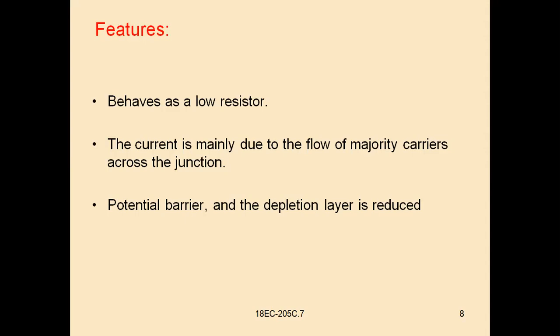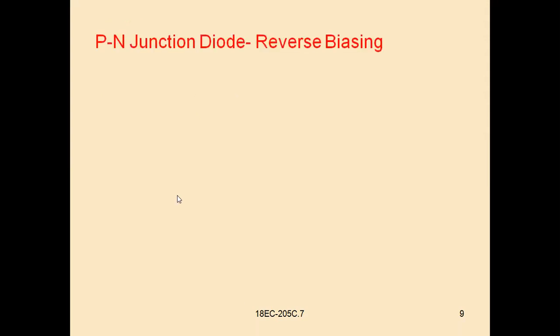Right, we have seen that as the applied voltage increases, the depletion layer decreases, and it causes a rise in current. Once the external bias reaches the barrier potential, what happens? It causes the current to increase in exponential order. The current is mainly due to the flow of majority carriers across the junction. The potential barrier and the depletion layer are reduced here. So these are the features, right?